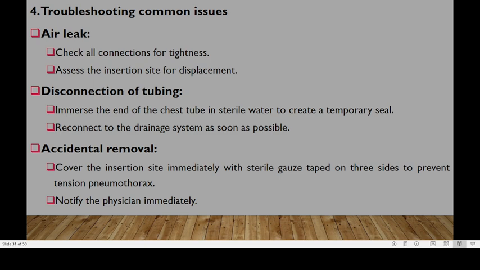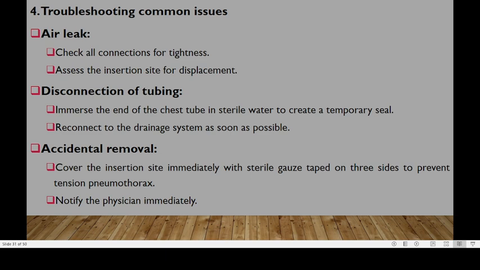In terms of troubleshooting the common issues, if there is an air leak, you need to check all the connections for tightness. Also assess the insertion site for displacement. If there is a disconnection of the tubing, you could immerse the end of the chest tube in sterile water to create a temporary seal and reconnect the drainage system as soon as possible.